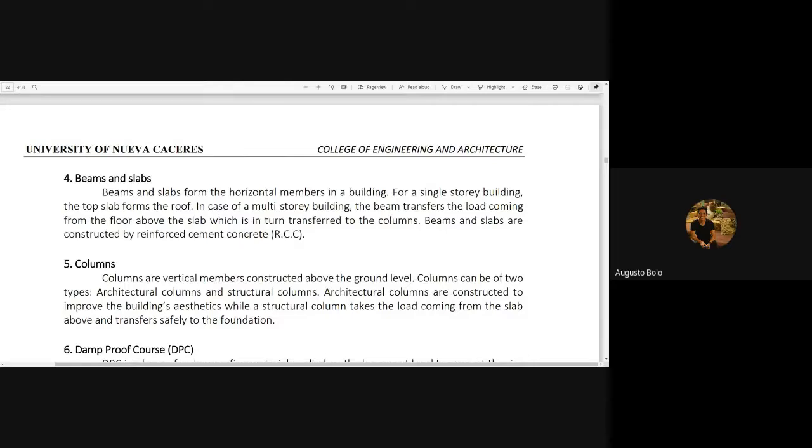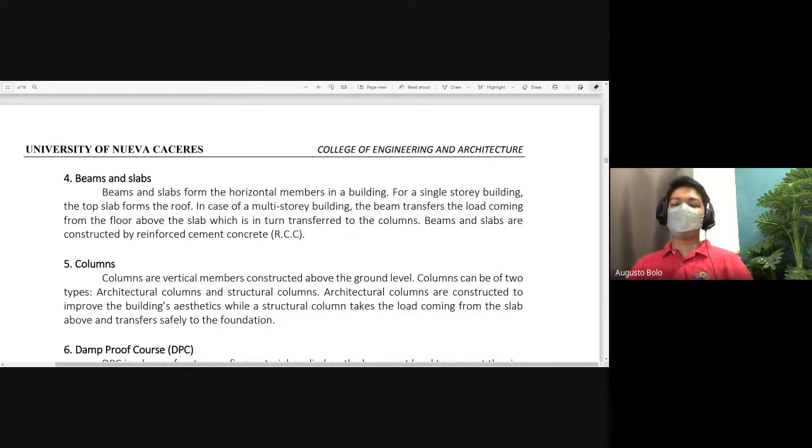Okay, thank you, Joshua. Sorry, we don't need to elaborate what are beams and slab because this is just a common part of your house. We know this one already. Either residential or commercial structure, we have beams and slab. This is constructed by reinforced cement concrete, meaning may cement concrete like cement, sand, gravel, plus an incorporation of your reinforcement like the RSB. Okay, columns.